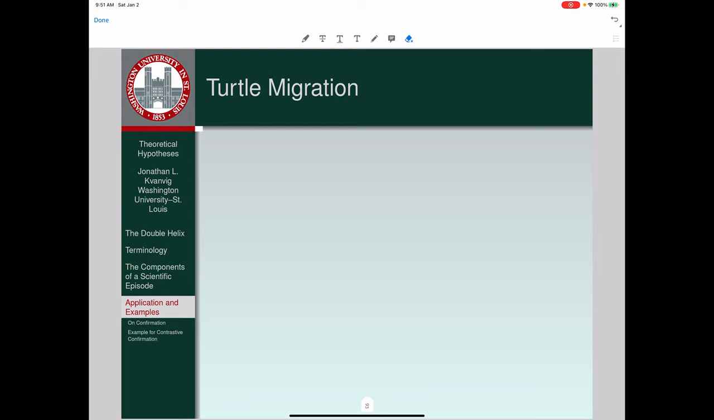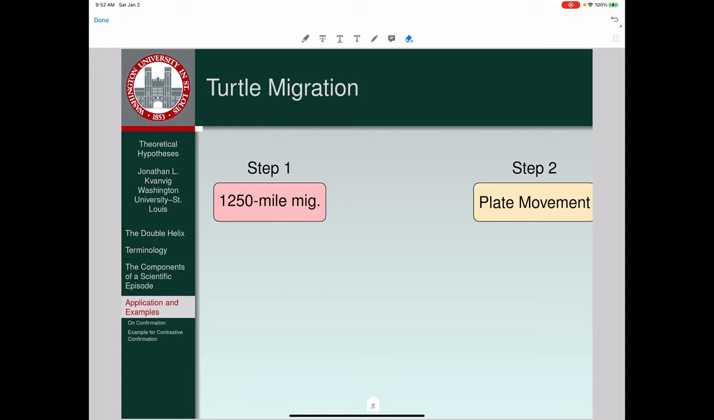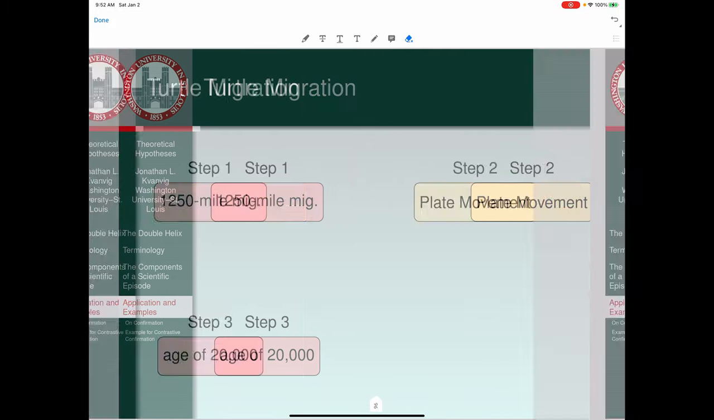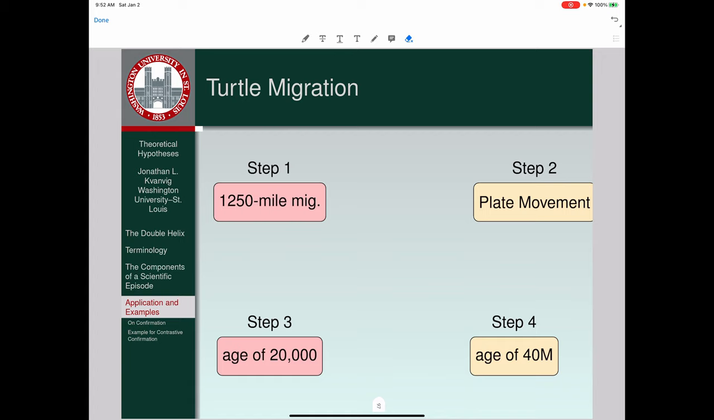Other applications in Chapter 2 concern, first, turtle migration. So we get this 1,250-mile migration of turtles from one landmass to another, and we want to know, how did that happen? The model appeals to plate movements. And the data and the prediction is that in order to get this 1,250-mile migration to be explained by a model that involves tectonic plate movement, we'd need a time period in the past where the migration happened about 40 million years ago.